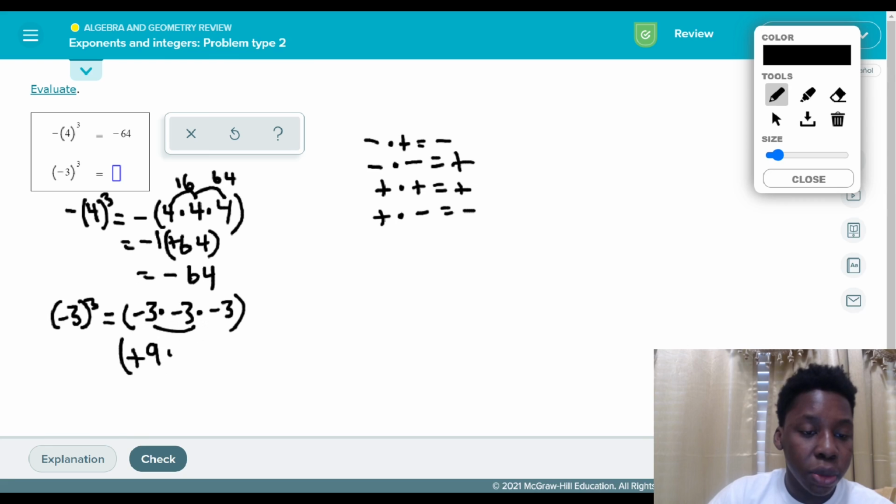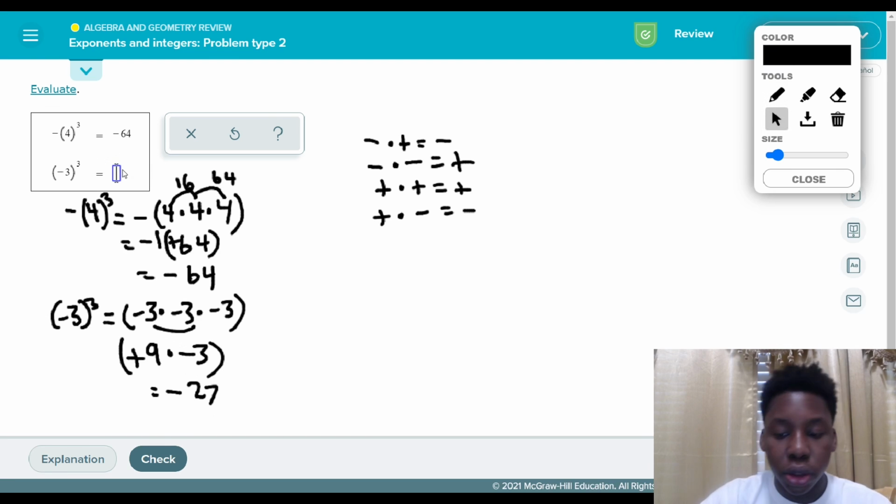Now the next step is to multiply by minus 3. We know a plus times a minus equals a minus, and 9 times 3 equals 27. So the final answer here will be minus 27. Check.